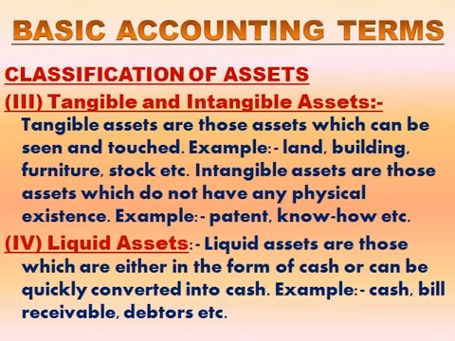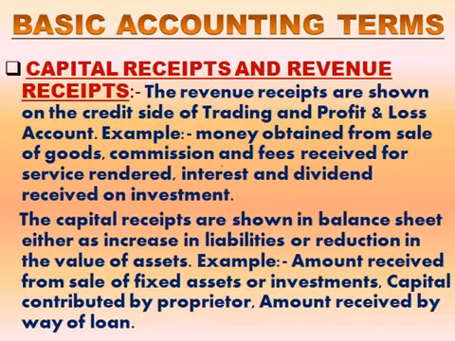Next accounting term is of capital receipt and revenue receipt. First we will discuss about revenue receipt. Revenue receipts are shown on the credit side of trading and profit and loss account. Few receipts are included in revenue receipt that are money obtained from sale of goods, commission or fees received for service rendered, interest and dividend income received on investment.